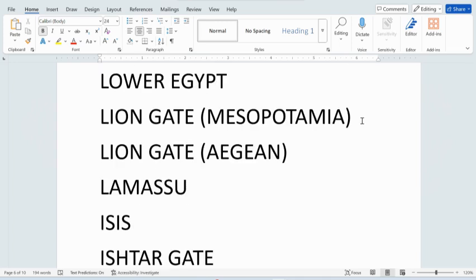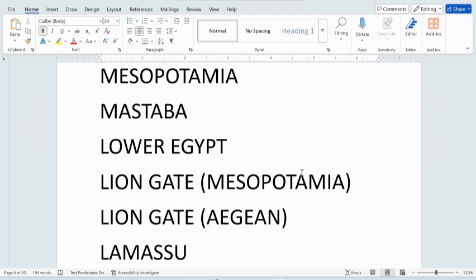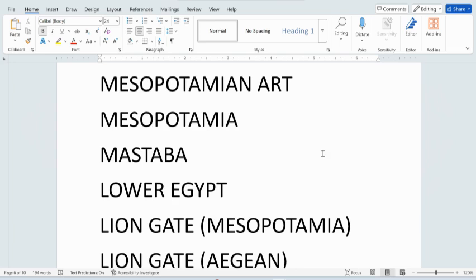I spent some time talking about the difference between Lower Egypt and Upper Egypt. Know the hats. Mastaba is on the test. Mesopotamia is on the test. And basically, I want you to know where it is. It's like one of the first things I talked about. And the Mesopotamian art, it might be something like, what's the difference between Mesopotamian art and Egyptian art? Something of that nature. Just have a general knowledge of Mesopotamian art.